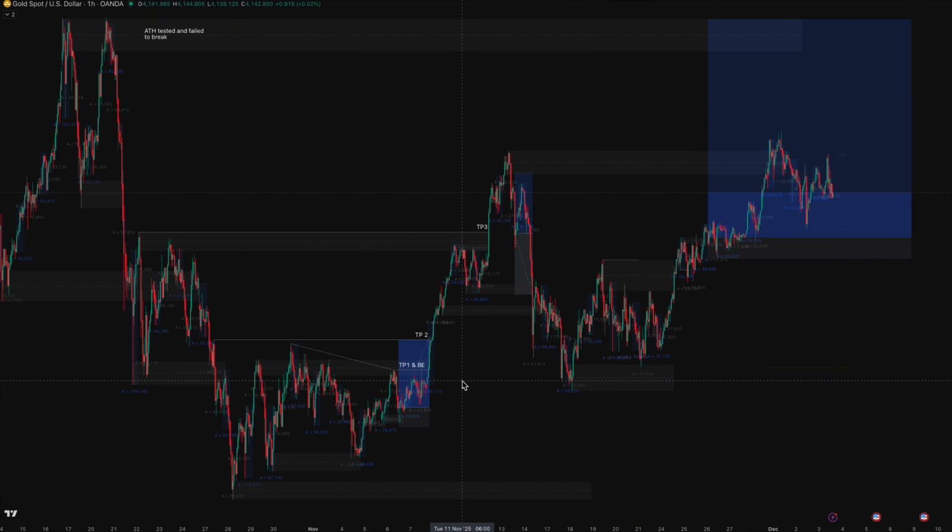So before I even touch macro, before I even open Forex Factory, before I care about news, I always start with one thing. What is the chart telling me? The chart is my baseline. If the structure doesn't support the trade idea, I don't care what the macro says. So let me show you exactly how I do it.